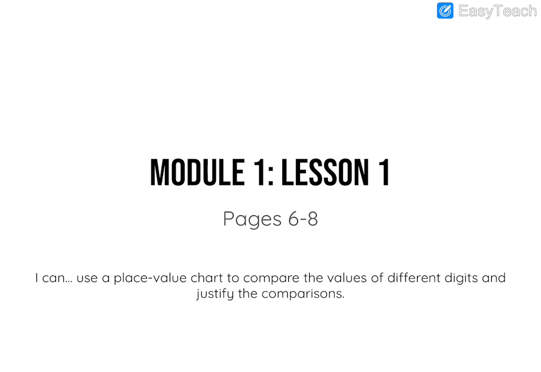Our I can statement today is I can use a place value chart to compare the values of different digits and justify the comparisons. So we know in reading this that we're going to be referencing a place value chart, and we're going to be comparing the different digits within a number. We also see this word justify, so we're going to learn what it means to justify those comparisons we make. We'll use data from our place value chart and other tools to justify those comparisons.